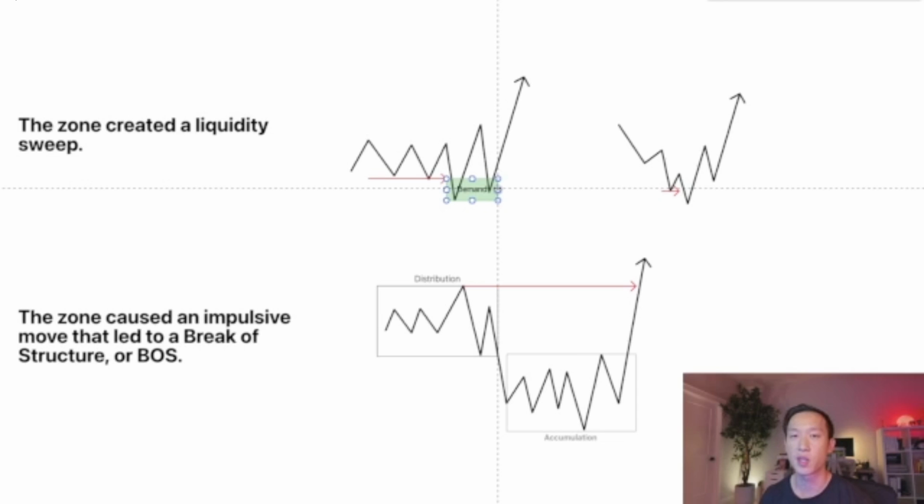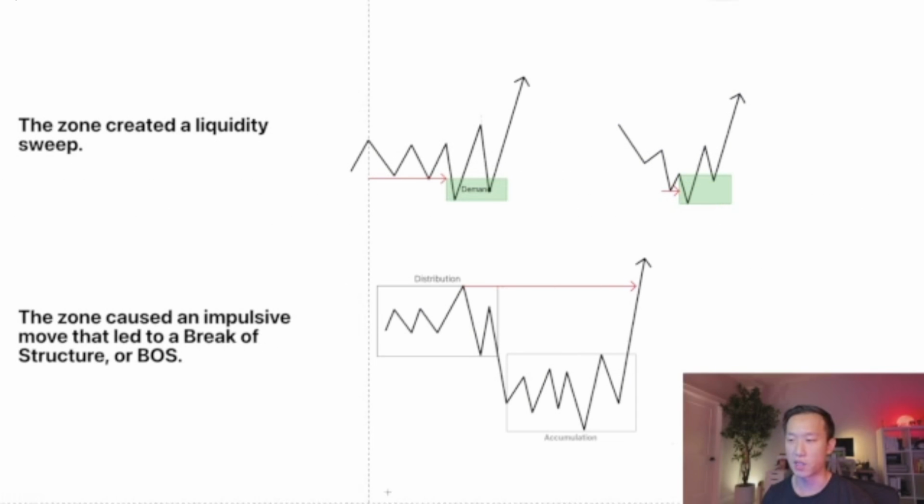So for the first example, where the zone created a liquidity sweep, we can see that we had a liquidity sweep, then a break of structure to the upside. Now, typically the zone that's responsible for breaking structure to the upside is usually in a discounted area. So that means it's going to be at the lower half of this sell to buy movement. And if we look over here, it's very similar. It's going to be at this premium, and it's going to be at the sell to buy movement.